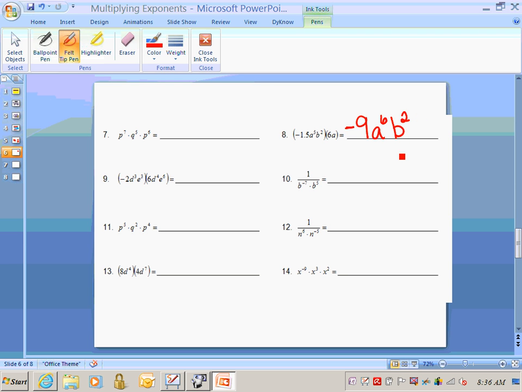Do I have to flip it? Do I have any negative exponents? No. It doesn't matter if the coefficient's negative. We're only worried about negative exponents.